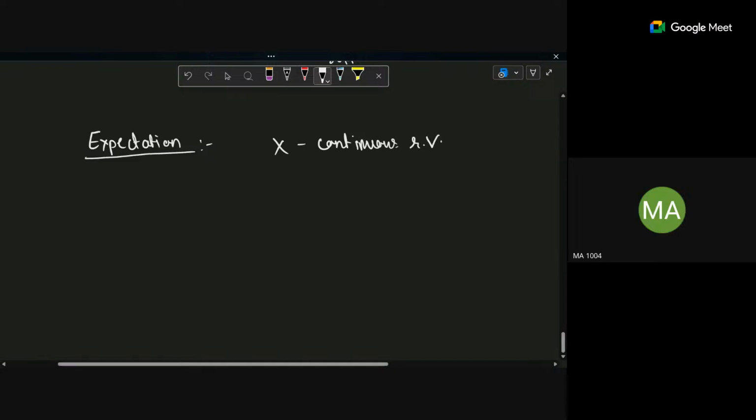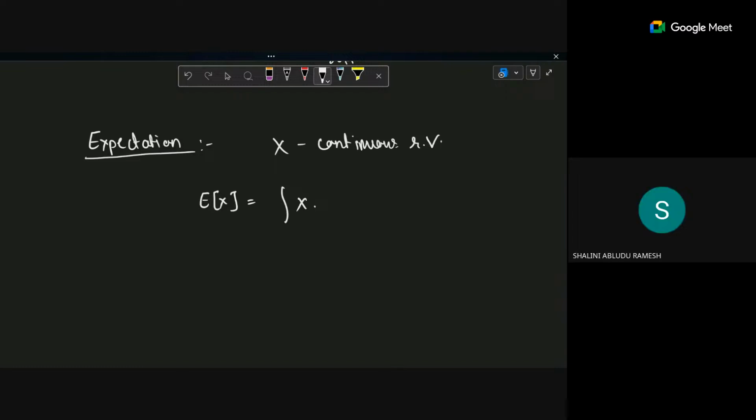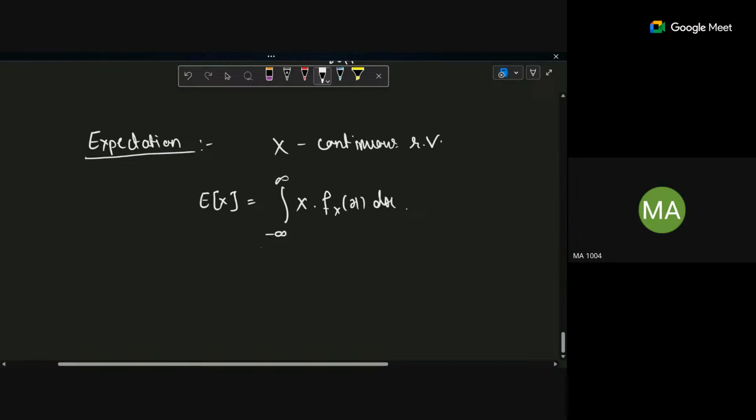Whenever it is a continuous random variable, we will integrate. So the expectation of X will be the integration of X into f of X dx. CDF or PDF? PDF, ma'am. PDF. So the integral of x times the PDF dx from minus infinity to infinity, or you say the support of x. Yes. Okay, so this is how we calculate expectation.